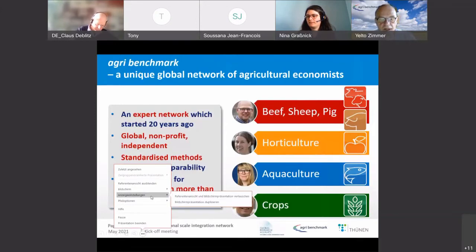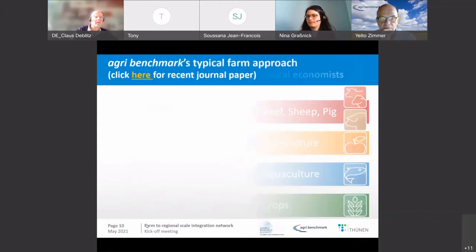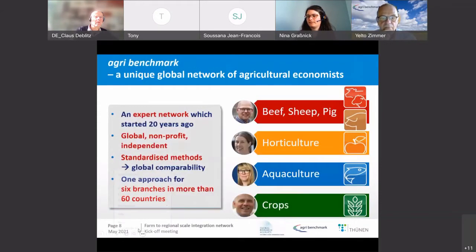We are organized branch-wise. We have partners in more than 60 countries, but the partnership is organized by branch. So we have a beef, sheep and pig network, which Klaus is coordinating. We have a colleague in horticulture, one in aquaculture, and one in crops, which is myself. So that's just a very broad overview.